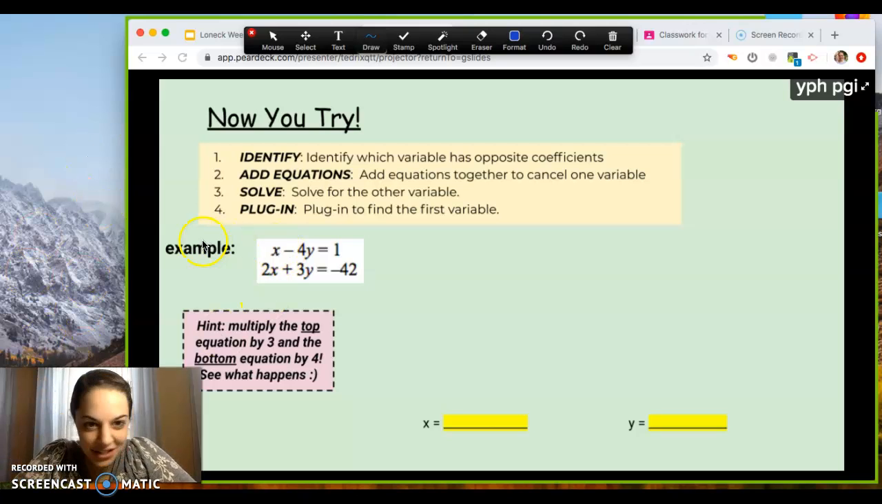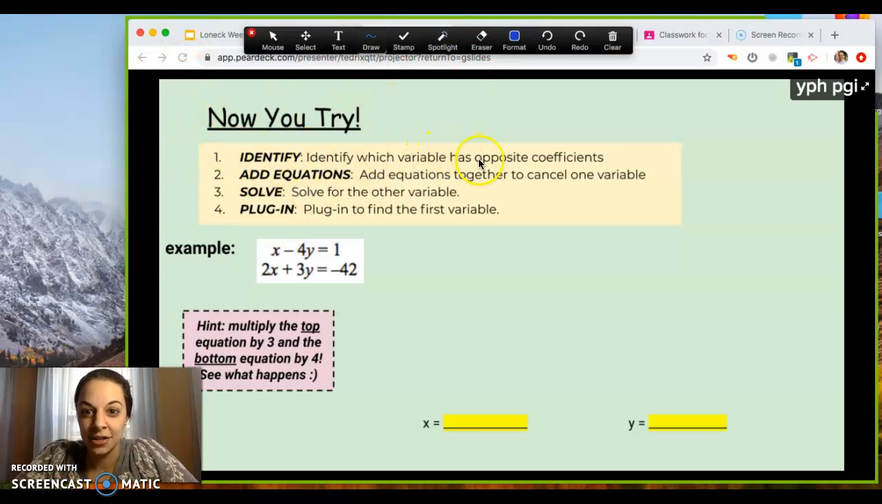So the steps are the same. Step one, identify which variable has the opposite coefficients. Step two, add the equations. Step three, solve for the other variable that wasn't eliminated. Step four, plug in to find the first variable, the one that was eliminated. Okay, so for this, step one, that's where we're going to run into some trouble.